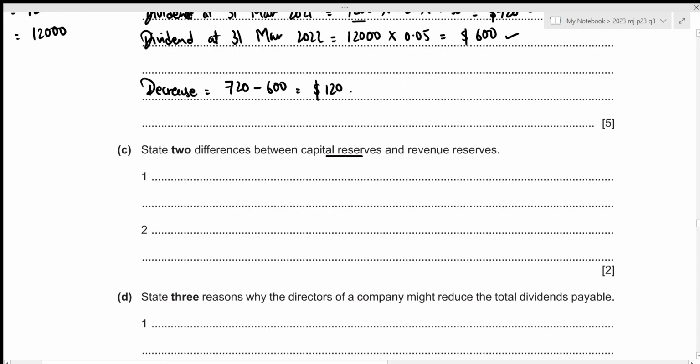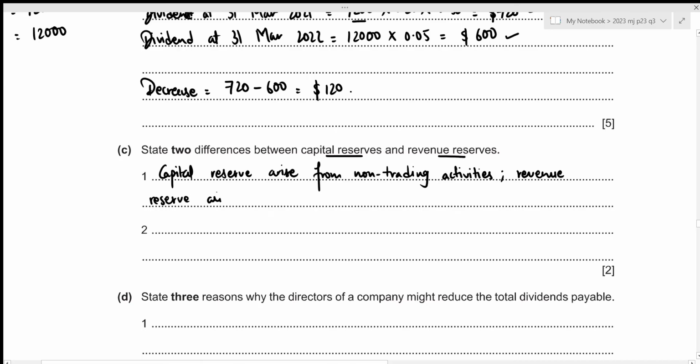We need to state 2 differences between capital reserves and revenue reserves. So the very first thing is that capital reserves arise from non-trading activities, whereas revenue reserves will arise from our trading activities. So capital reserves arise from non-trading activities because these will be our disposal of assets, which is not our trading activities. That's not the main activity of the business. Whereas revenue reserves arise from trading activities. These are just going to be our profit or retained earnings.